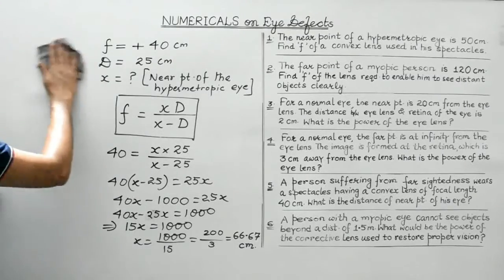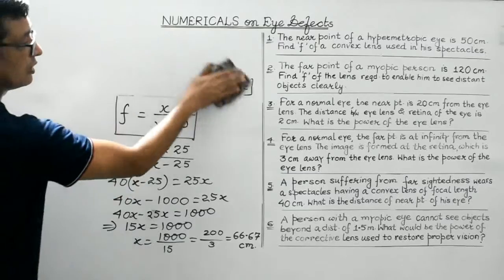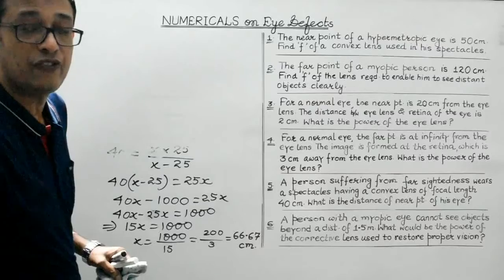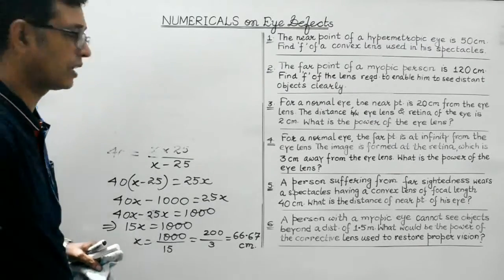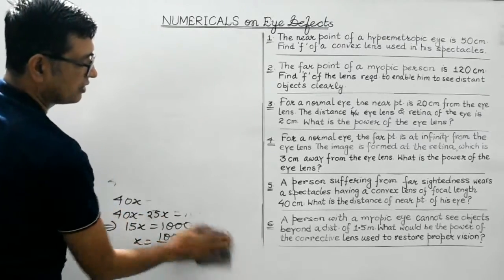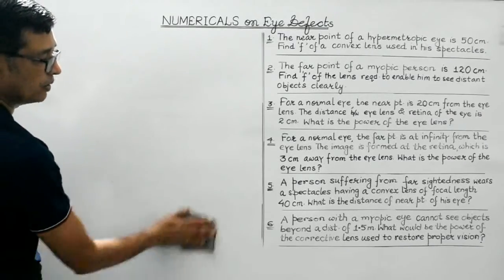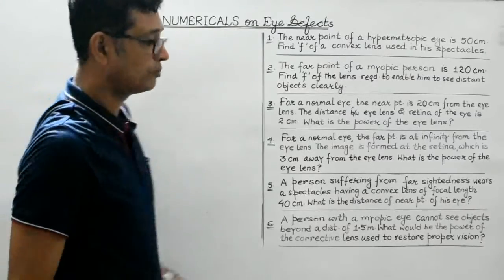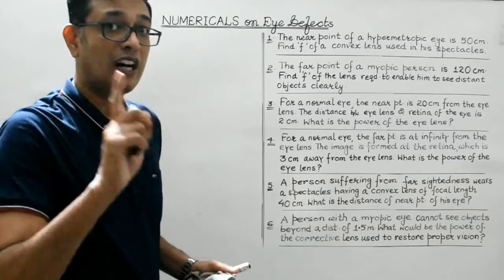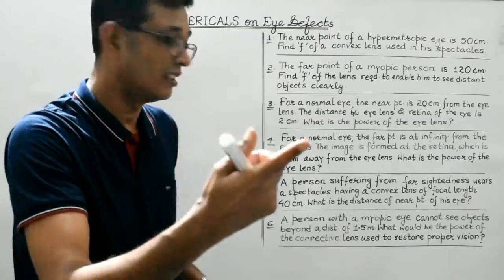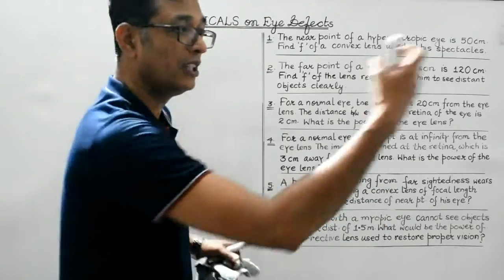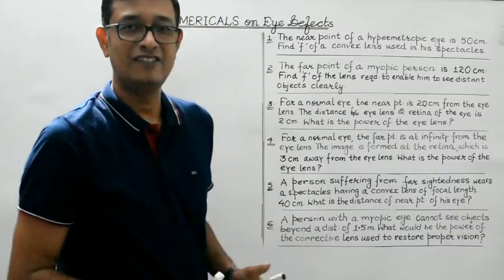The last question is, students, a person with a myopic eye. The previous question was the case of farsightedness, long-sightedness or hypermetropic eye. Now the last question is again based on myopia or short-sightedness or nearsightedness. A person with a myopic eye cannot see objects beyond a distance of 1.5 meter. Look, the far point of a normal eye is infinity. But this person who is suffering from myopia, his far point gets reduced from infinity to 1.5 meter, right?